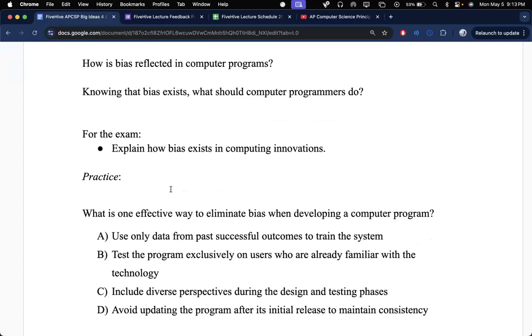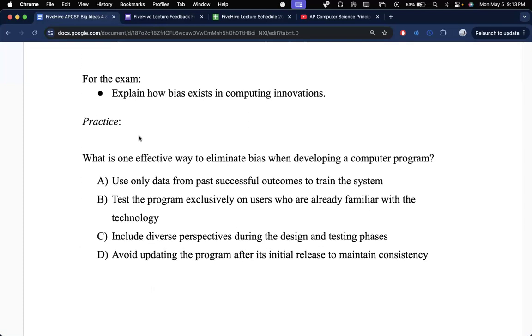So explain how bias exists in computing innovations. This is a good one to know. And then as far as this multiple choice question, let's take a look. A, B, C, or D. Oops, I didn't put D there. Well, if you guys think it's D, then don't vote. So what is one effective way to eliminate bias when developing a computer program?